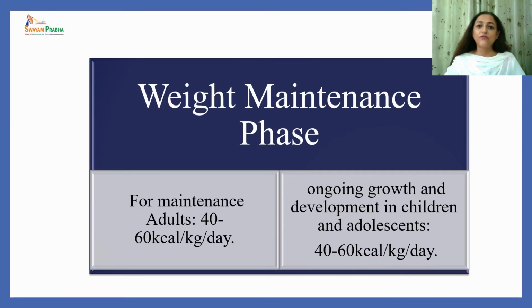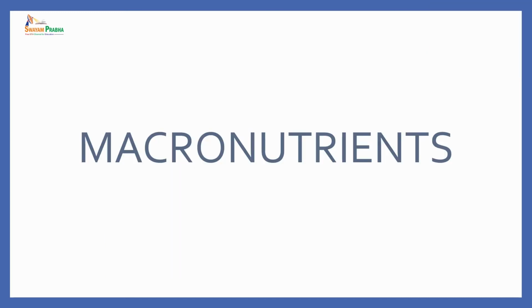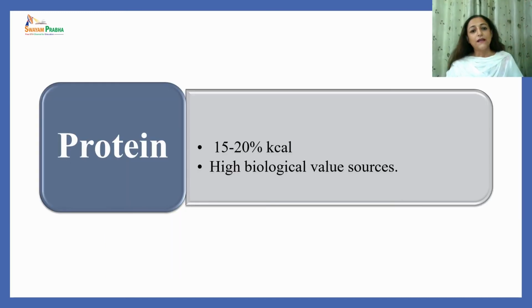This takes us to the final phase, the weight maintenance phase. The intake level during weight maintenance for adults, as it is needed in children and adolescents for further growth and maintenance also, could be set anywhere between 40 to 60 kilocalories per kg per day. Protein should provide 15 to 20% of total calories, and we should always recommend high biological value sources of protein.